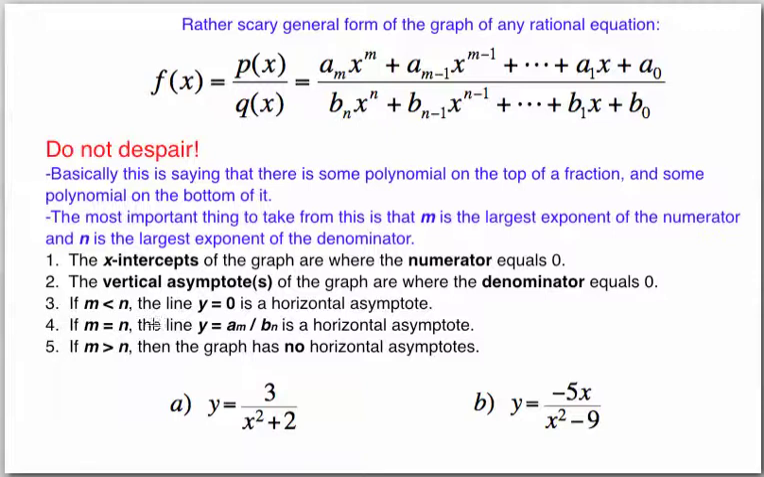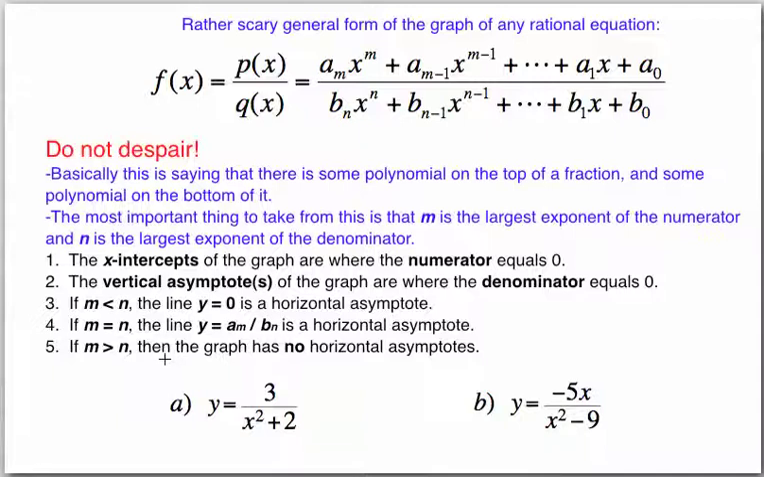And then this is our conditional thing, what I was saying about m and n being important. If your largest exponent on the top is smaller than the one on the bottom, then y equals 0, which is the x-axis, is the horizontal asymptote. If the exponents are equal, then y equals am over bn, and remember, that's just the leading coefficient of the top one over the leading coefficient of the bottom one, and that's all. And then if m is greater than n, then the graph has no horizontal asymptotes.